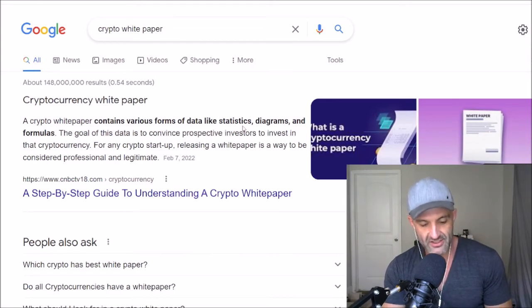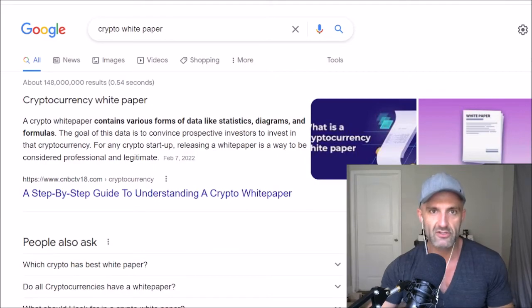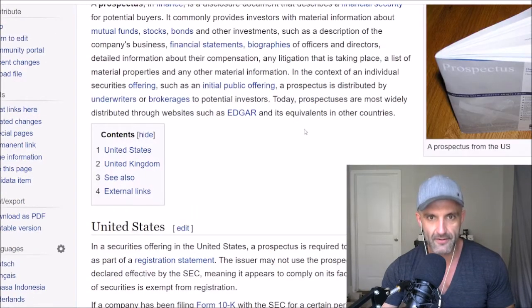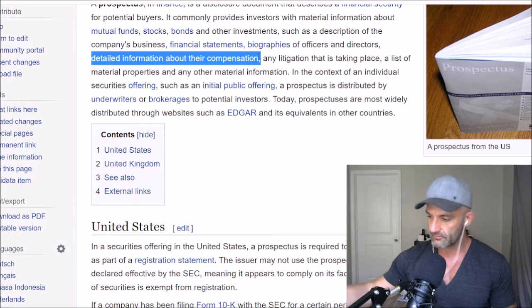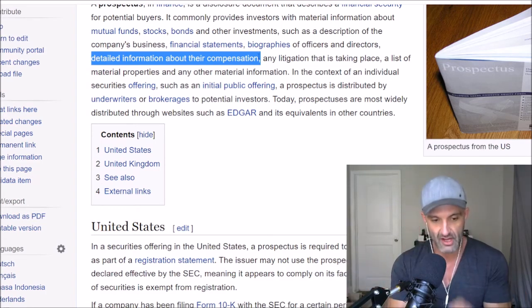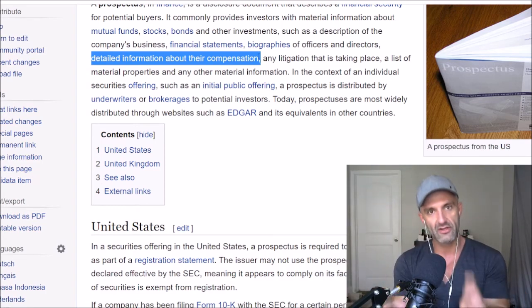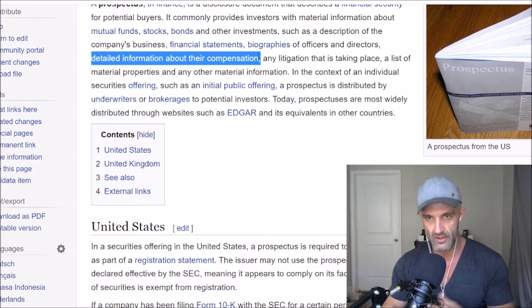Same thing with the staking. Where is the benefit coming from? There was such a good line in here, I think it was. Material properties. Okay. Detailed information about compensation. Okay. This goes to like the people involved. Like, how are the people involved getting compensated? Is there a vesting period? Is it just going all at once? How many people are on the team?